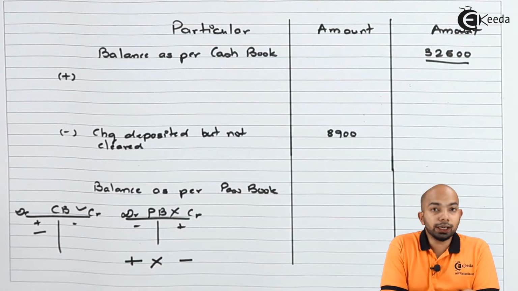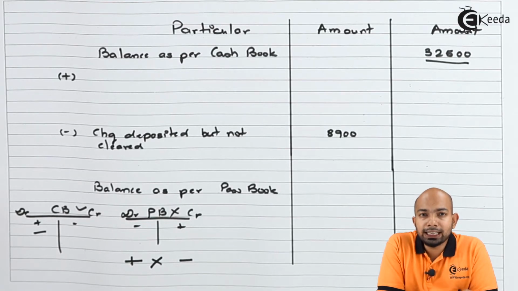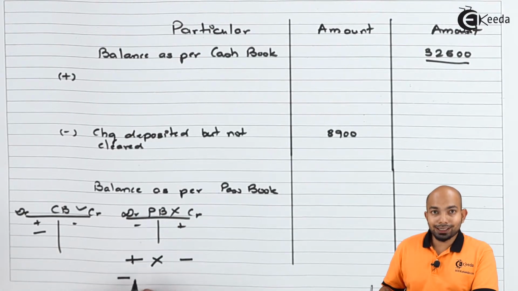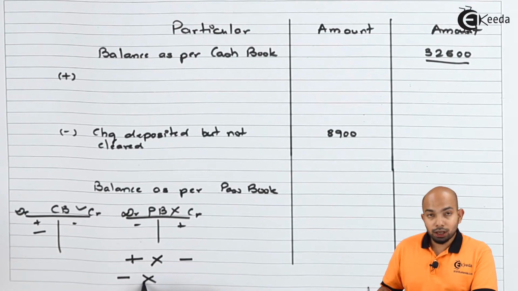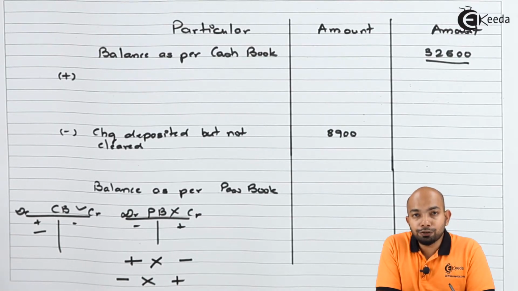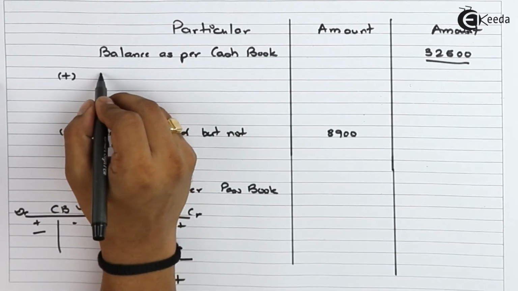The next transaction: cheque issued but not presented for payment, 12,500. If the cheque has been issued, the cash book has already been recorded. The only pending record is in the passbook. Issuing a cheque reduces the balance of your passbook, and this transaction refers to the passbook, which is wrong. So as per the formula, if it refers to the wrong book, you do the opposite: the transaction is supposed to be subtracted, but you add it. So we mention it here.